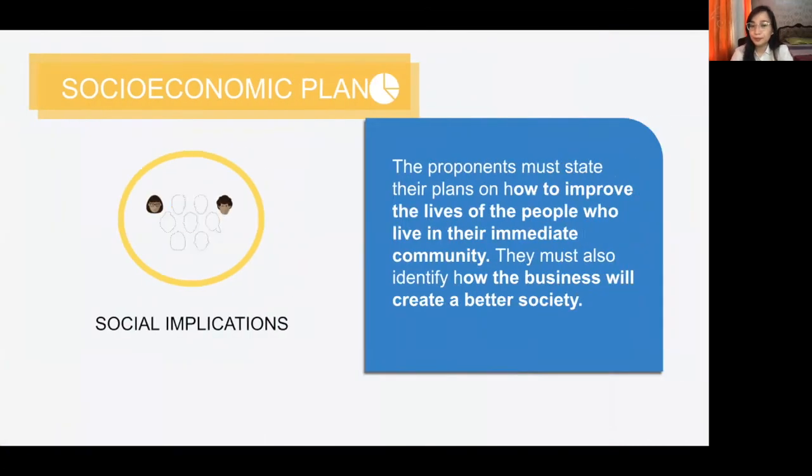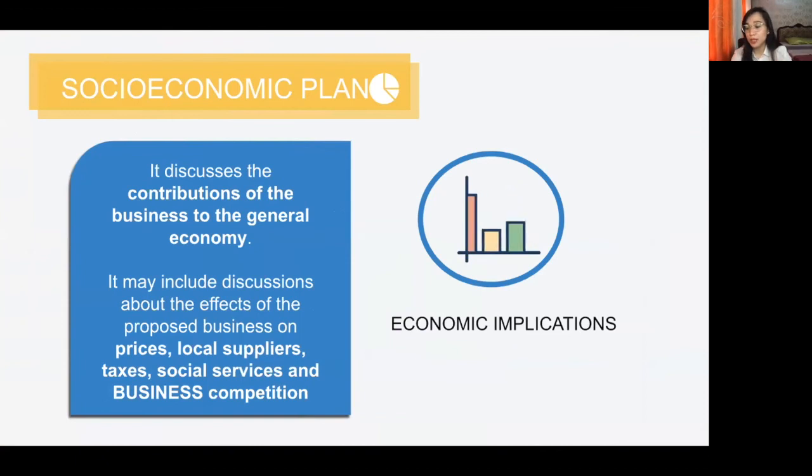Okay? Now, social impacts is where the proponents, you guys, must state their plans on how to improve the life of the people who live in their immediate community. They must also identify how the business will create a better society. So it is through your socio-economic plan that I would be able to understand kung ano yung mga social implications ng ginagawa ng mismong enterprise na kapartner ninyo. At the same time, we would be highlighting their economic implications also. So it discusses the contributions of the business to the general economy.